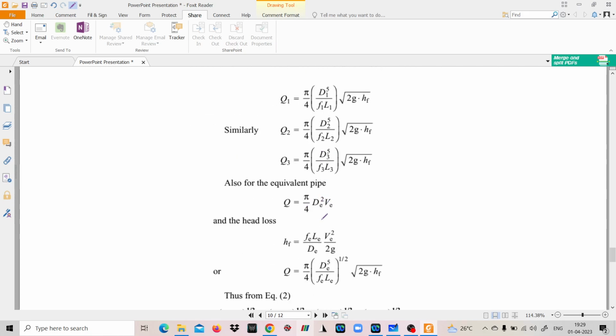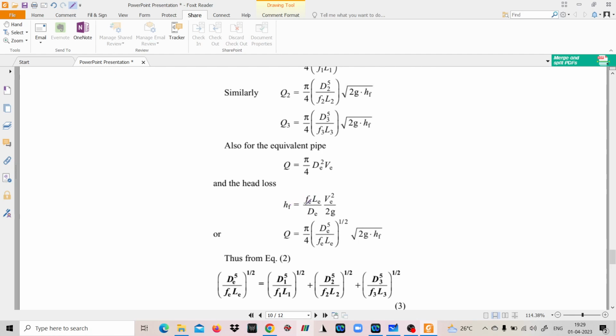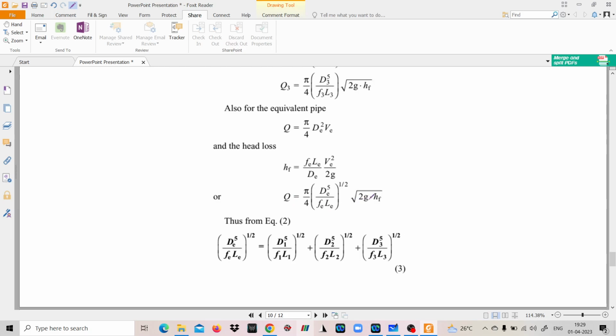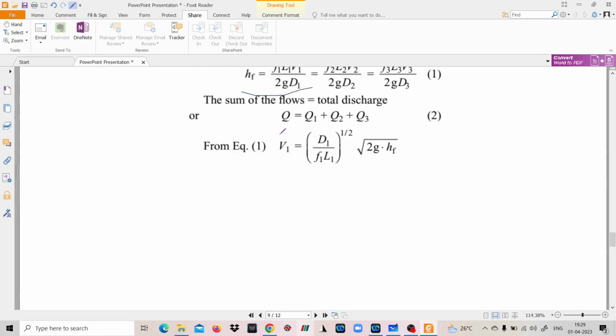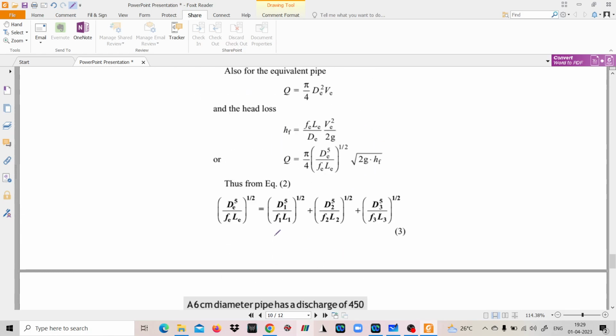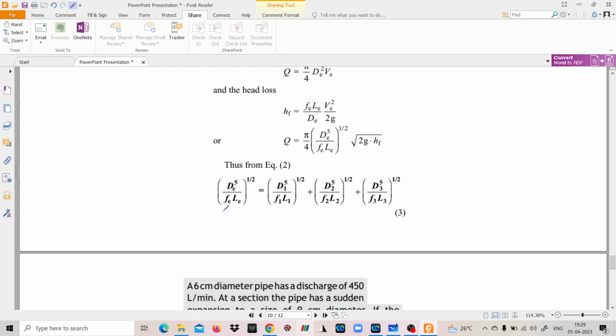So pi by 4 D square V, and the head loss HF has to be the same, FE LE V square by twice G D. So for that also the discharge is this. Now if we look at equation 2, that Q is equal to Q1 plus Q2 plus Q3, you'll be getting an expression like this. So this is the answer. Very simple problem.